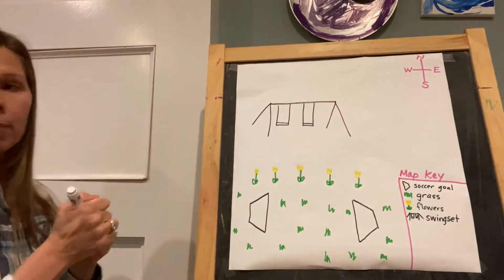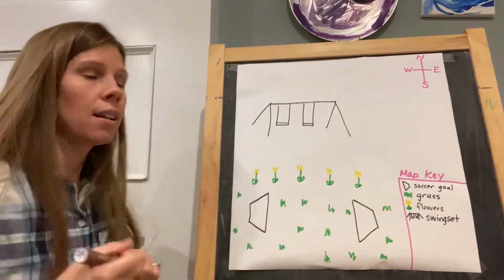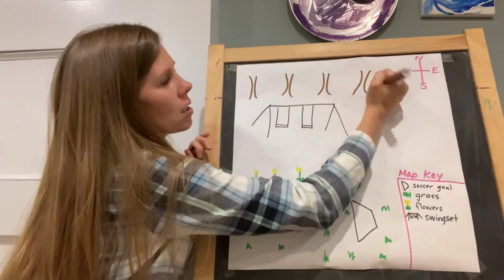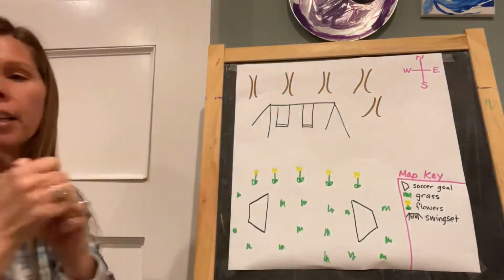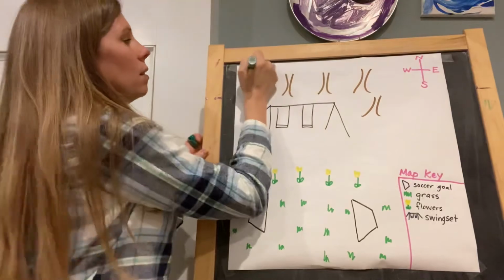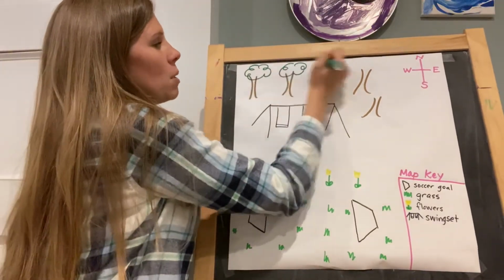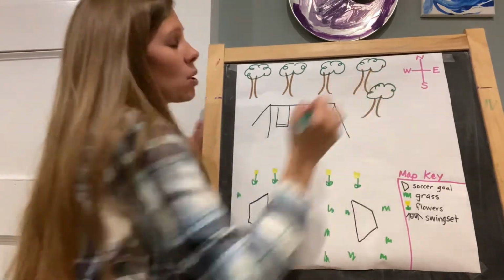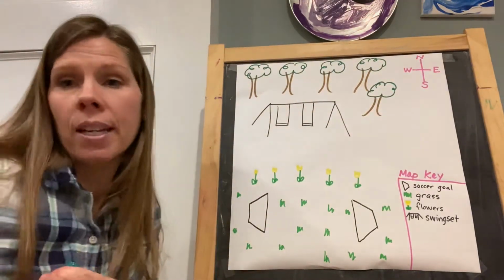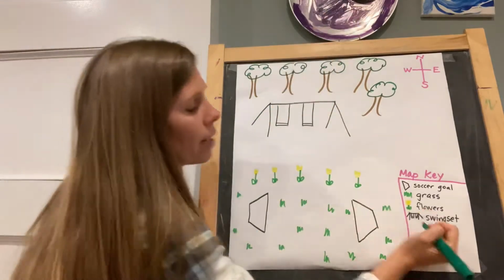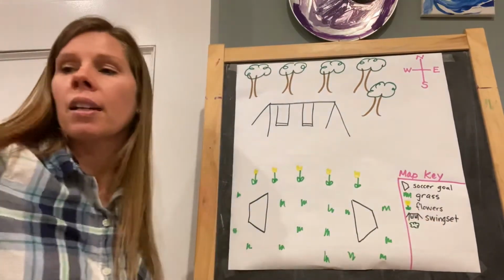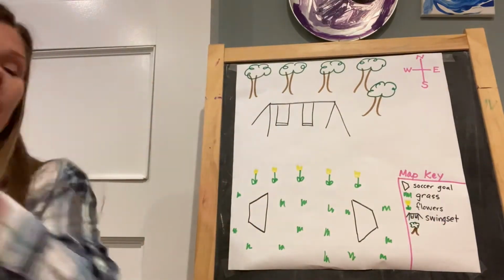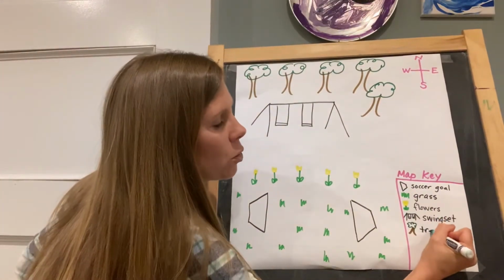Now, the other thing I have in my yard, I have lots and lots and lots of trees. So I'm going to draw a whole bunch of trees. Okay. And I'm just keeping them simple. Because a map isn't really a work of art. It's really just a picture of a place to show people where things are. Let me put that in my map key. There's my top of my tree. There's the bottom, and I will label that tree.